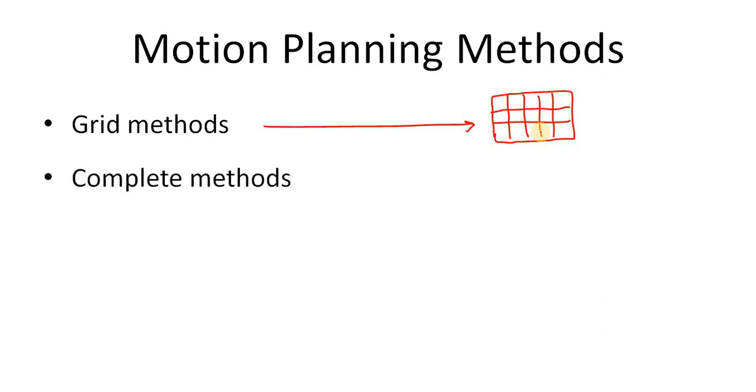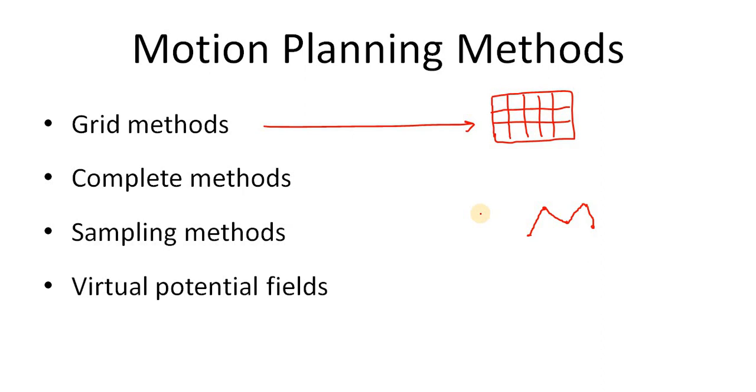Then we have complete methods. They include visibility graphs. They have a different approach to solving the problem, and we shall see later how they work. We have sampling-based methods. They use sampling to get different points in the configuration space or in your environment. These samples are randomly generated, and then they try to join these points. They also try to find a collision-free path while satisfying some constraints. So we shall study these methods in detail in upcoming lectures.